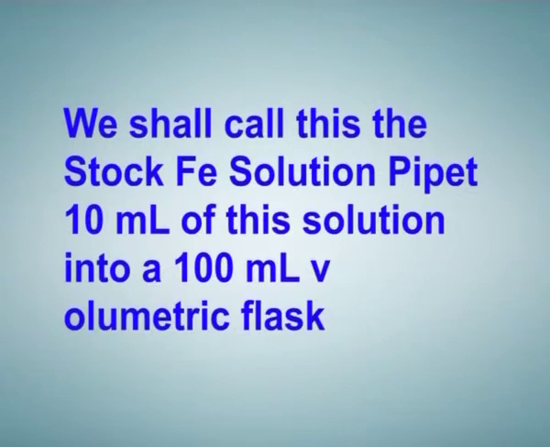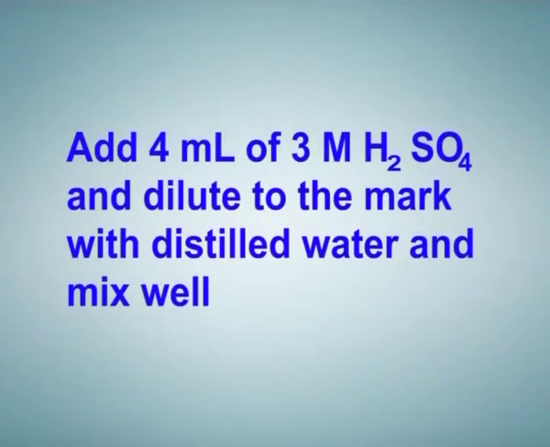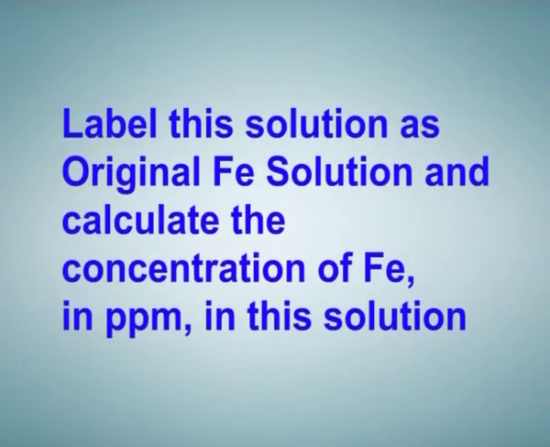Pipette 10 ml of this solution into a 100 ml volumetric flask, add 4 ml of 3 molar sulfuric acid and dilute to the mark with distilled water and mix well. Label this solution as original iron solution and calculate the concentration of iron in ppm in this solution.